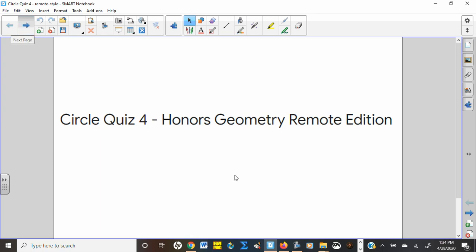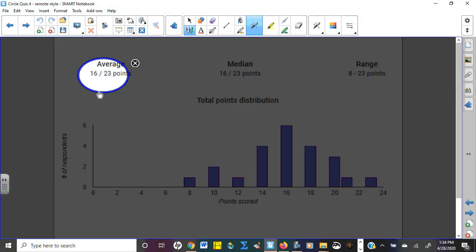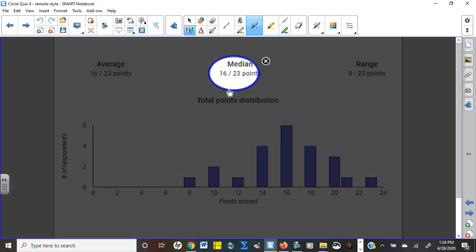As we look at how things went, kind of in between, I guess. A couple weeks ago we had a really high average, and then last week it was fairly low. This week, kind of in the middle. 16 out of not 23, but 20 would be right at an 80%. And notice the mean and the median were exactly the same. Also notice the range, pretty big, all the way from perfect down to 8.